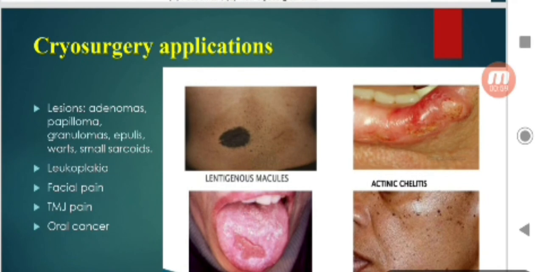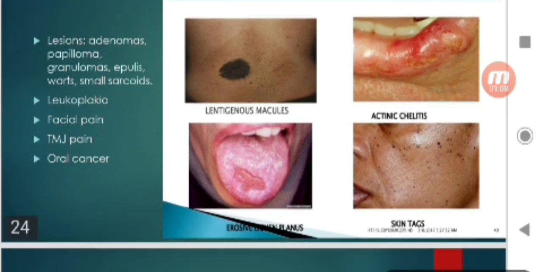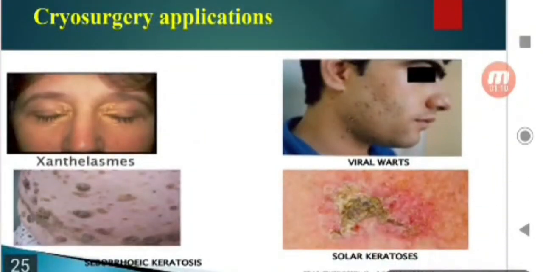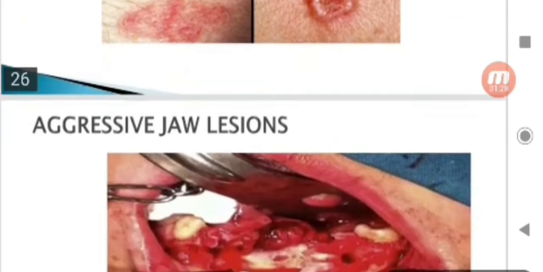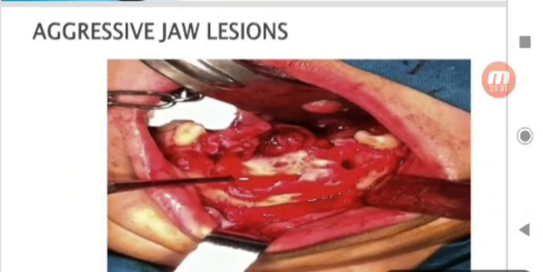Cryosurgery applications: lesion, edema, papilloma, granuloma, epulis, warts, small sarcoid, leukoplakia, facial pain, TMJ, and oral cancer. Cryosurgery applications: xanthelasma, viral warts, and solar keratosis, erosive lichen planus, basal cell carcinoma, and this aggressive jaw lesion.